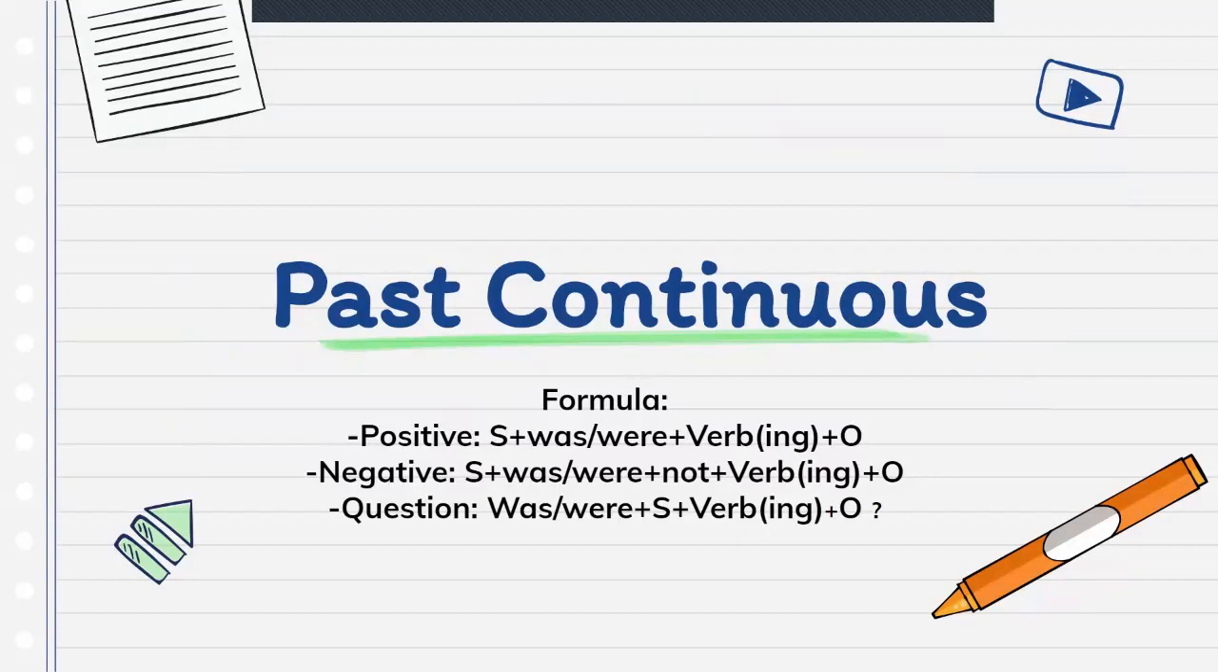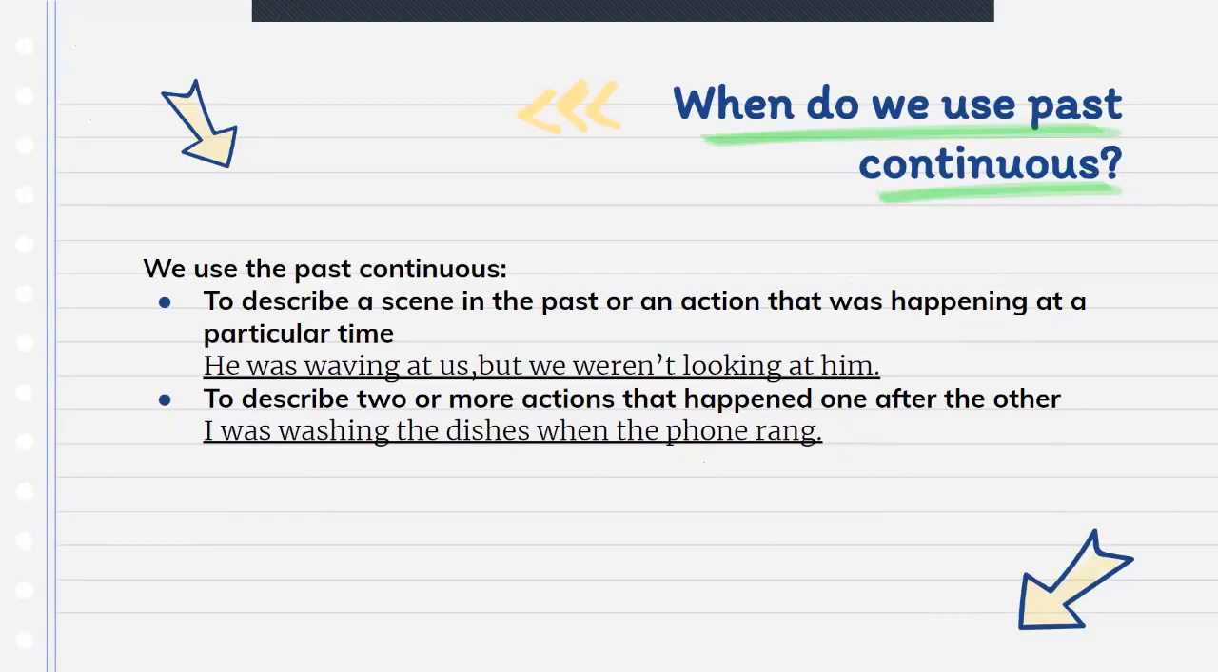We use past continuous to explain about a scene in the past or an action that was happening at a particular time. For example, he was waving at us, but we were not looking at him. So when he was waving at us, at the same time, we were not looking at him.